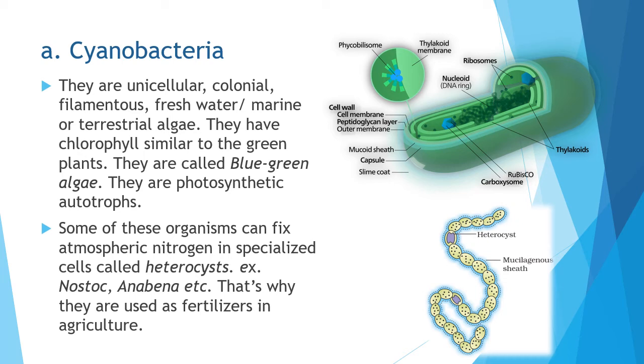Now, what are cyanobacteria? They are unicellular, colonial, filamentous algae. They can be found in freshwater or marine water, or in some terrestrial habitats. They have chlorophyll similar to the green plants. That's why they are called blue-green algae, and they are photosynthetic autotrophs. Some of these organisms can fix atmospheric nitrogen in specialized cells called heterocysts. Examples, Nostoc, Anabaena, etc. That's why they are vastly used as fertilizers in agriculture.